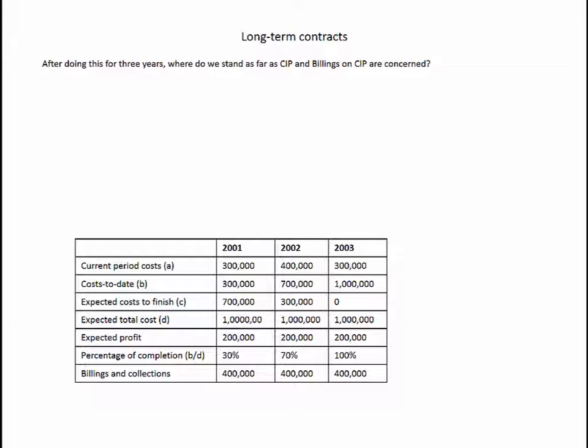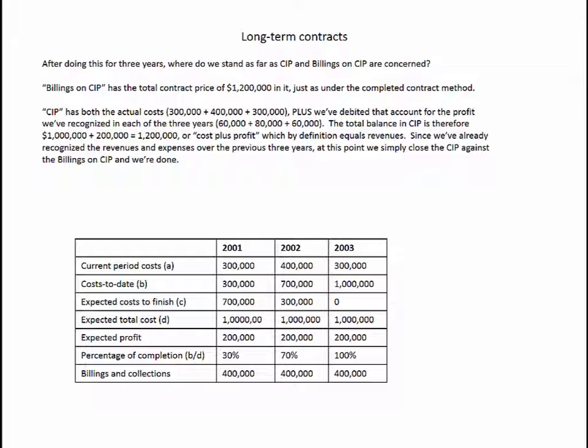Now, after doing this for 3 years, where do we stand as far as construction in process and billings on construction in process are concerned? Billings on construction in process has the total contract price. Again, every time we billed the client, we credited billings on construction in process. So 3 years at $400,000 a year is 1.2 million, and that's the total contract revenues.